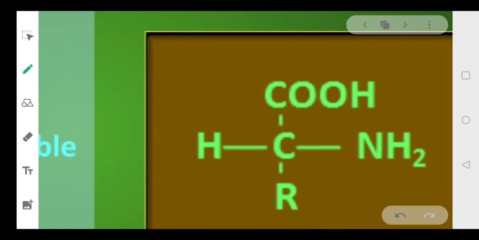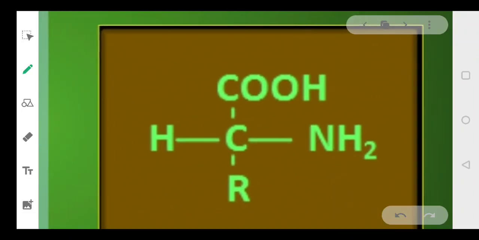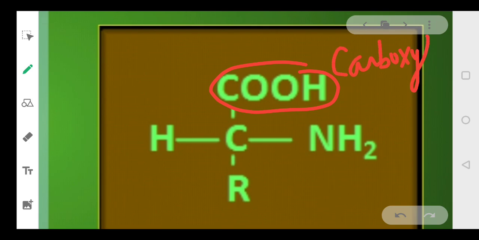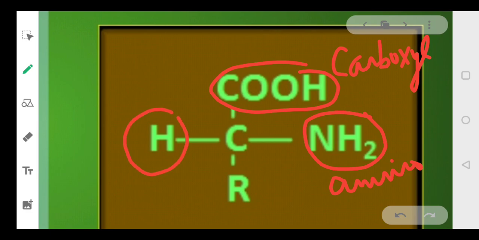Just look at this diagram. I'm magnifying this diagram for you. Now see, there is one carbon present. On one side of the carbon, there is a carboxyl group attached to it. So this is your carboxyl group. Second, there is an amino group. On the third side, we have one hydrogen atom attached to it. And on the fourth side, there is an R group.